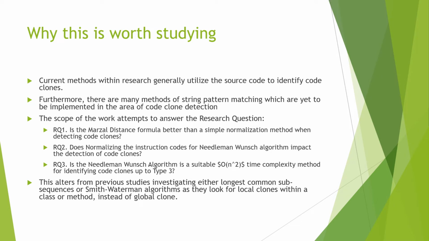The scope of the work attempts to answer the research questions. Is the Marzal distance formula better than a simple normalization method when detecting code clones? Does normalizing the instruction codes for the Needleman-Wunsch algorithm impact the detection of code clones? And is the Needleman-Wunsch algorithm a suitable O(n²) time complexity method for identifying code clones up to type 3? This differs from previous studies investigating either longest common subsequences or Smith-Waterman algorithms, as they look at local clones within a class or method instead of global ones.